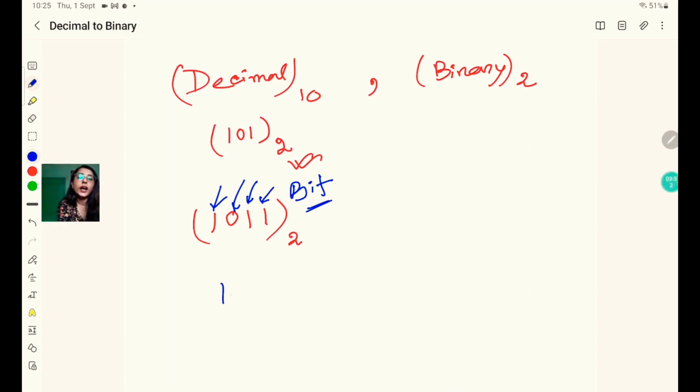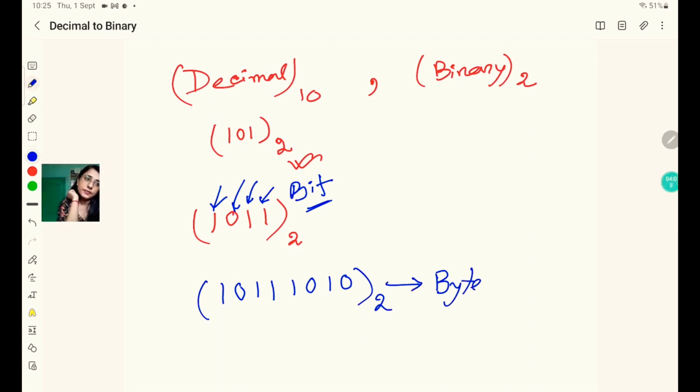If I write 10111010, how many digits are there? We have 8 bits here, right? This grouping of 8 bits is called a byte. So I think you now understand what a bit is and what a byte is.